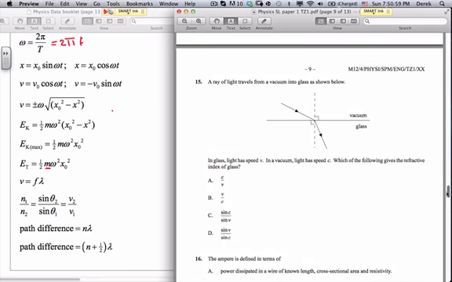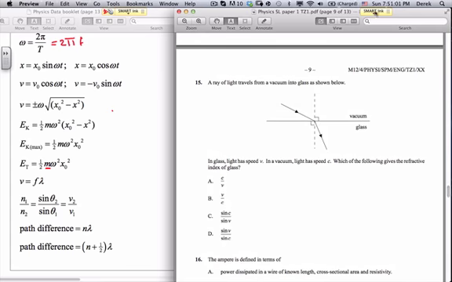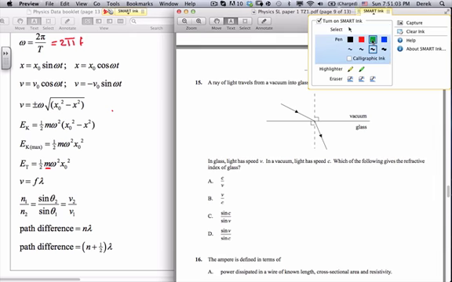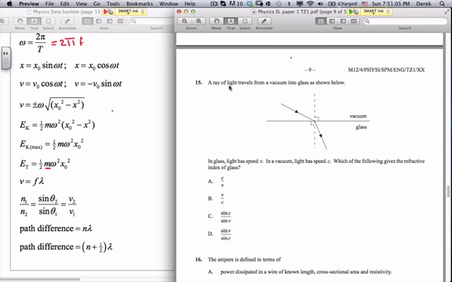Going now to question 15. We have a ray of light that travels from a vacuum into glass as shown below. Now in a vacuum your refractive index is 1, so it's going from that. In glass, light has a speed v, in a vacuum it has a speed c. Which of the following is the refractive index of glass?